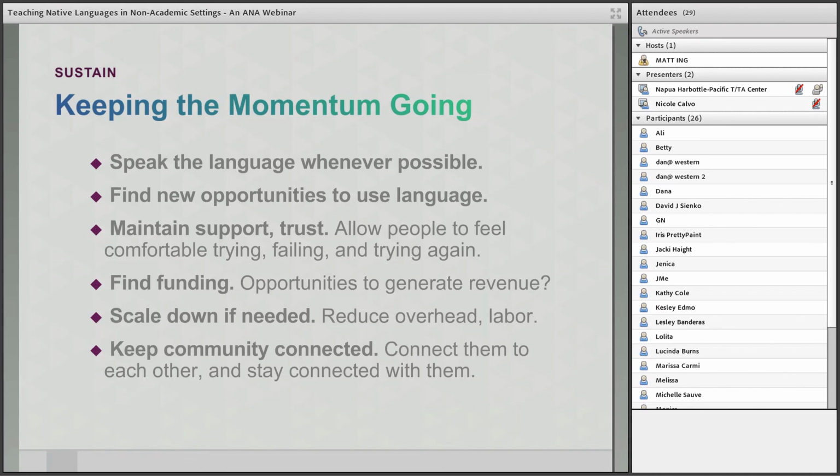Find funding. It's really, really important. What are some funding opportunities out there available for you? Scale down if you need. Reduce your overhead, reduce labor, and keep the community connected. The community is very, very important.